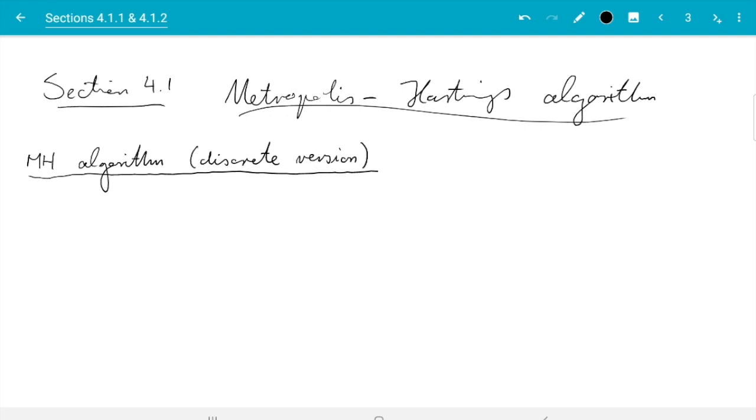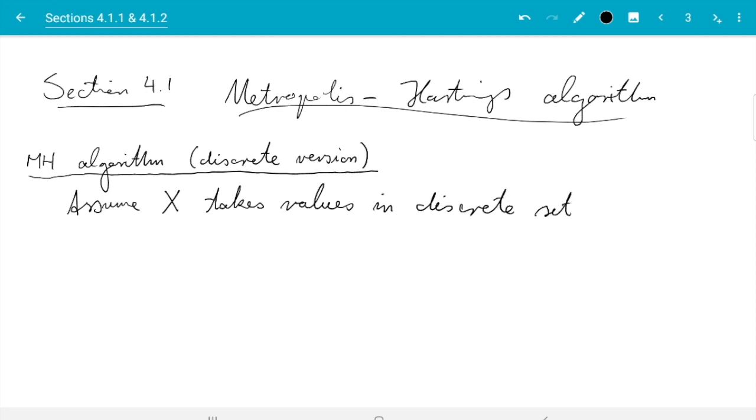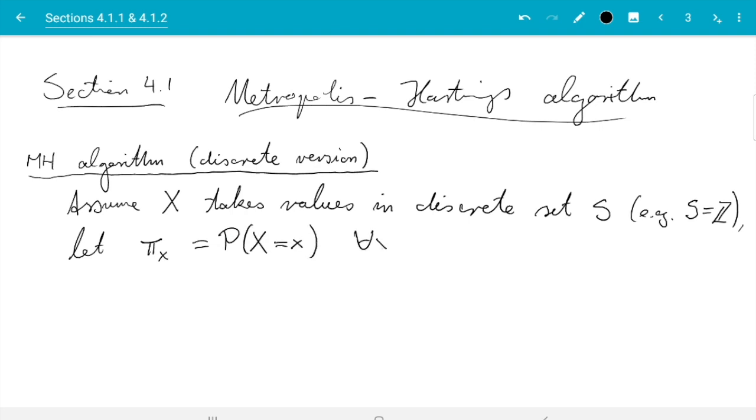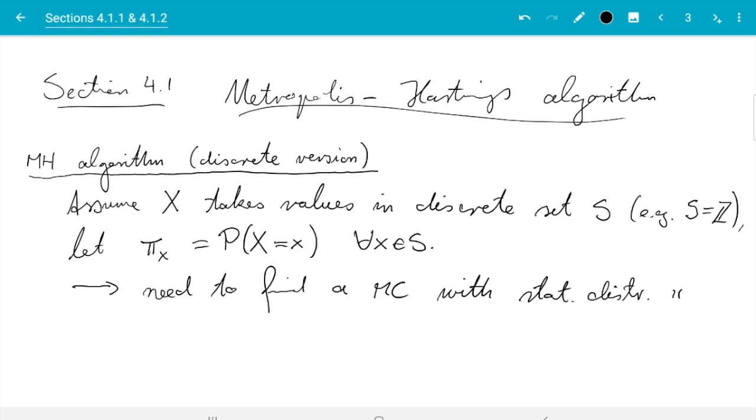So the discrete version is where we assume X takes values in a discrete set S. For example, S could be the integers if X is something like binomial or geometric distributed. And let pi be the distribution of X, so that pi of x is the probability of X being equal to little x for all x in S. So in this case, our aim is to find a Markov chain with stationary distribution pi.